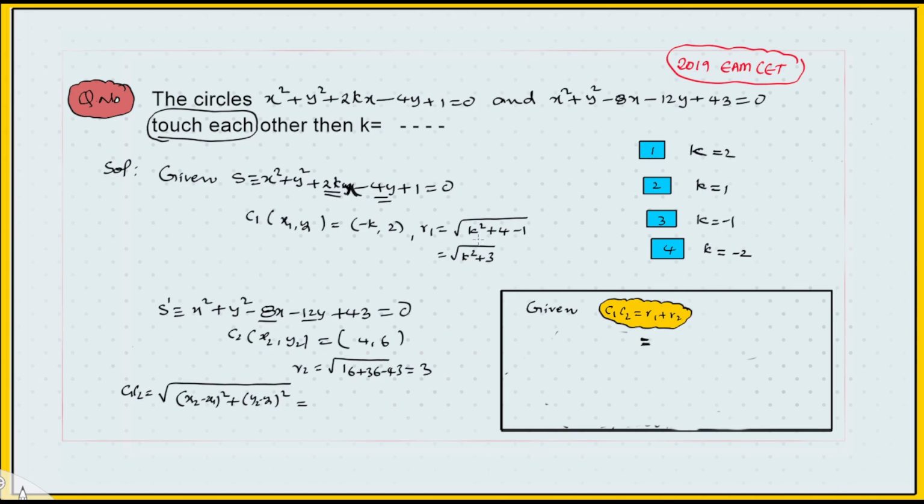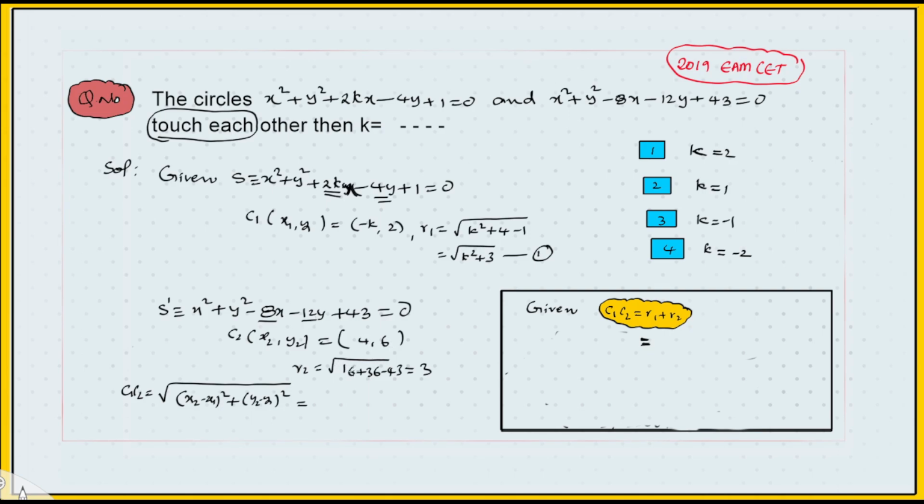R1: the formula of radius is root over g square plus f square minus c. k square, 2 2s are 4, minus 1. So 4 minus 1 is 3. Consider this equation 1: R1 is root over k square plus 3. Now the second circle is x square plus y square minus 8x minus 12y plus 43. C2 (x2, y2): half of the x and y coefficients gives 4 comma 6. 8 is there and 12. Half of 8 and 12 is 4 and 6, with opposite sign.